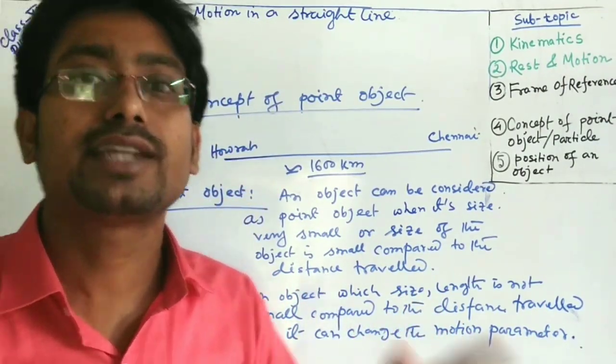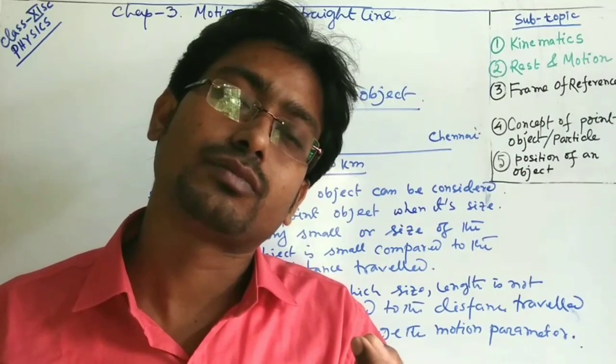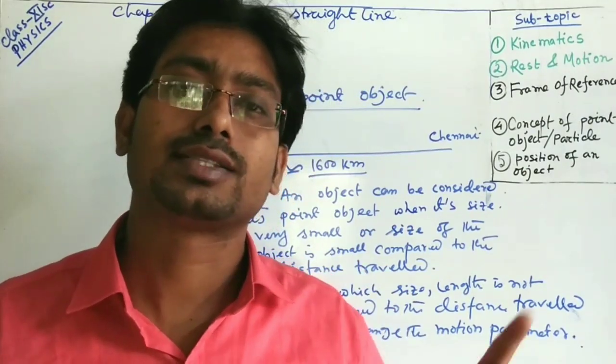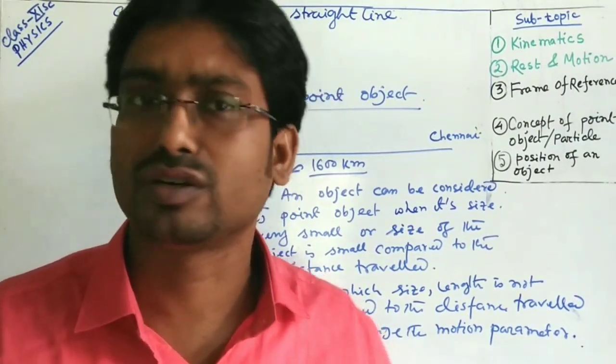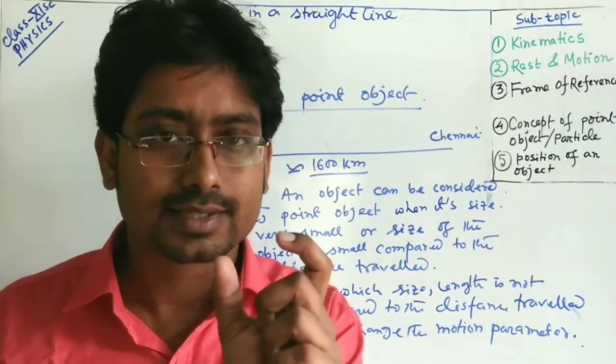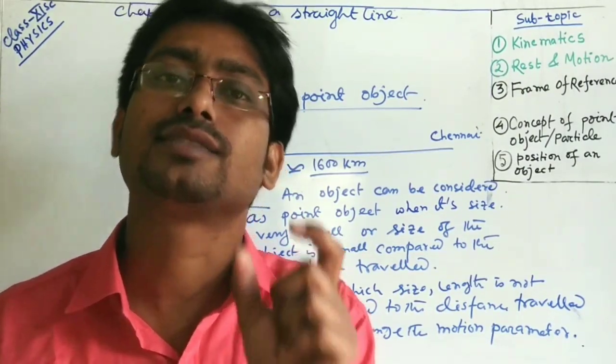The motion parameter is the time here. They will take the same time if we take the length of the train as 5 compartments, 10 compartments or 15 compartments. So in this case, the train is considered a point object.